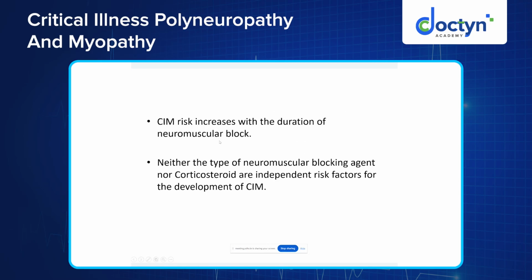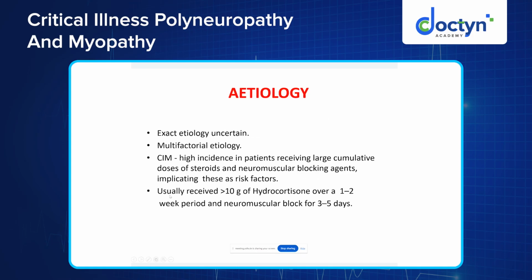CIM risk increases with the duration of neuromuscular block. So the more you try to paralyze, especially if the patient is on a ventilator and you have put the patient on neuromuscular blockade agents, the more you are paralyzing the respiratory muscles, and there are higher chances of CIM. Neither the type of neuromuscular blocking agent nor the corticosteroids are independent risk factors for the development of CIM. So they don't just act independently.